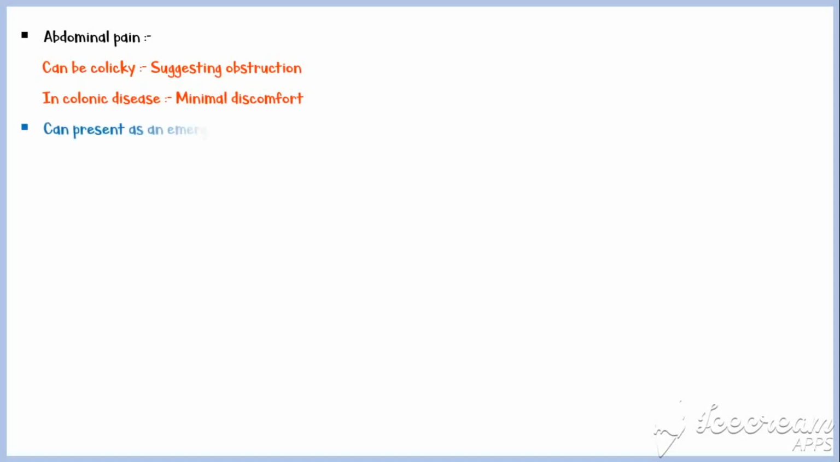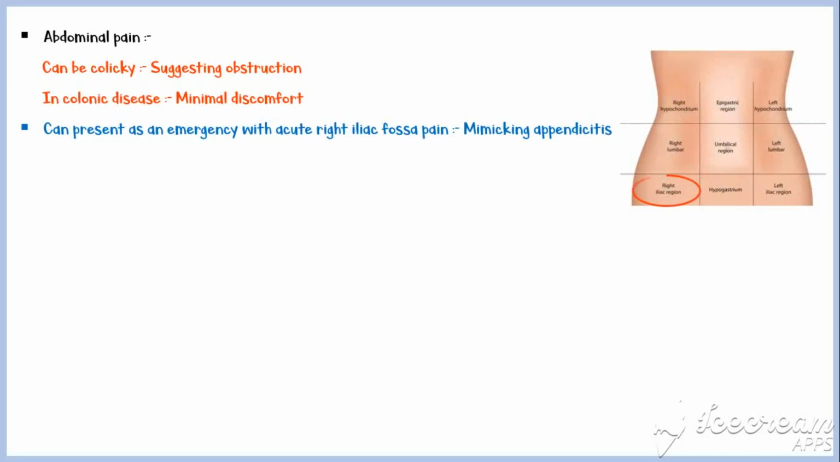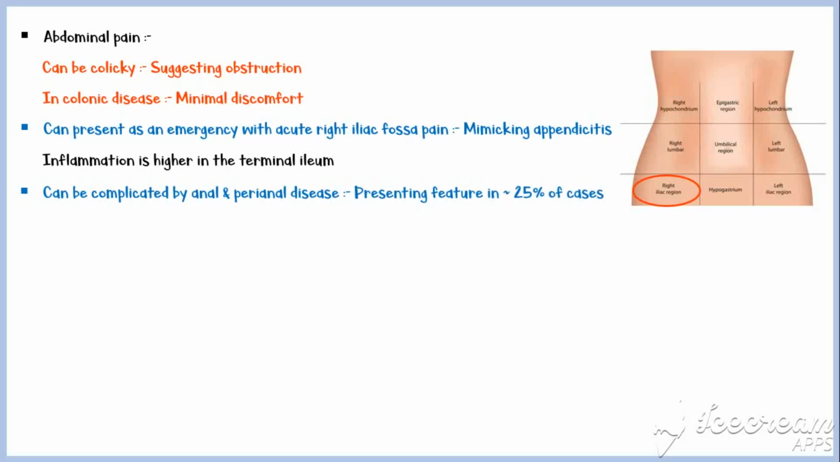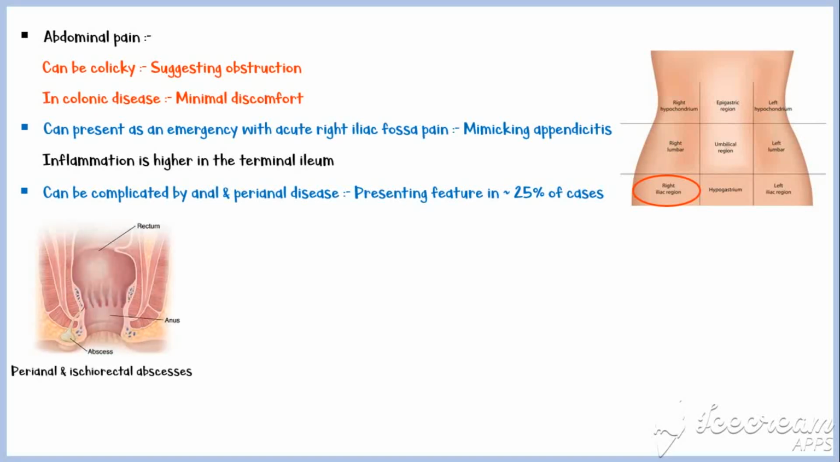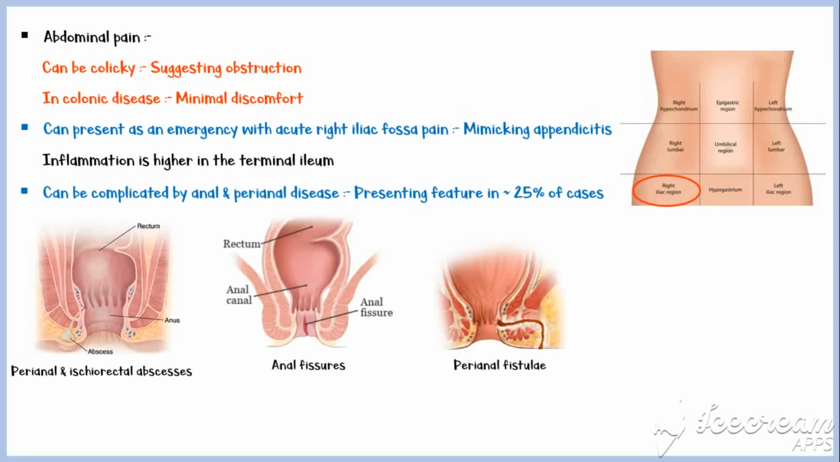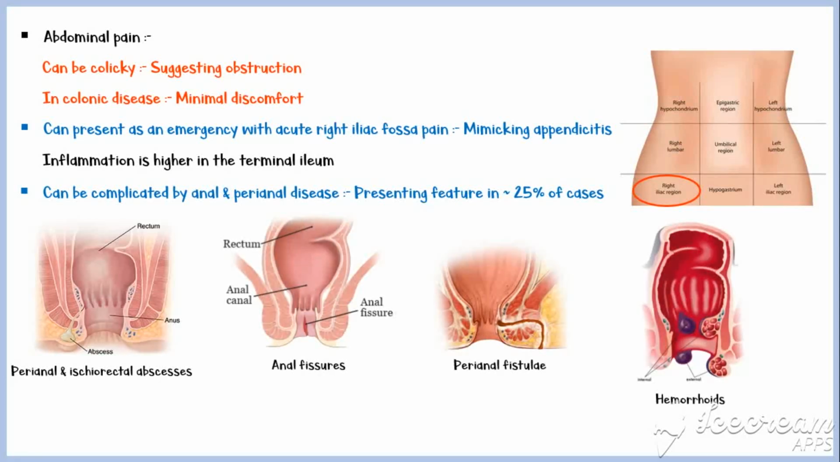Crohn's disease can also present as an emergency with acute right iliac fossa pain, mimicking appendicitis. In these patients, inflammation is higher in the terminal ileum. Crohn's disease can be complicated by anal and perianal disease, and this is the presenting symptom in about 25% of cases. Some of these complications include perianal and ischiorectal abscesses, anal fissures, perianal fistulae, and hemorrhoids.